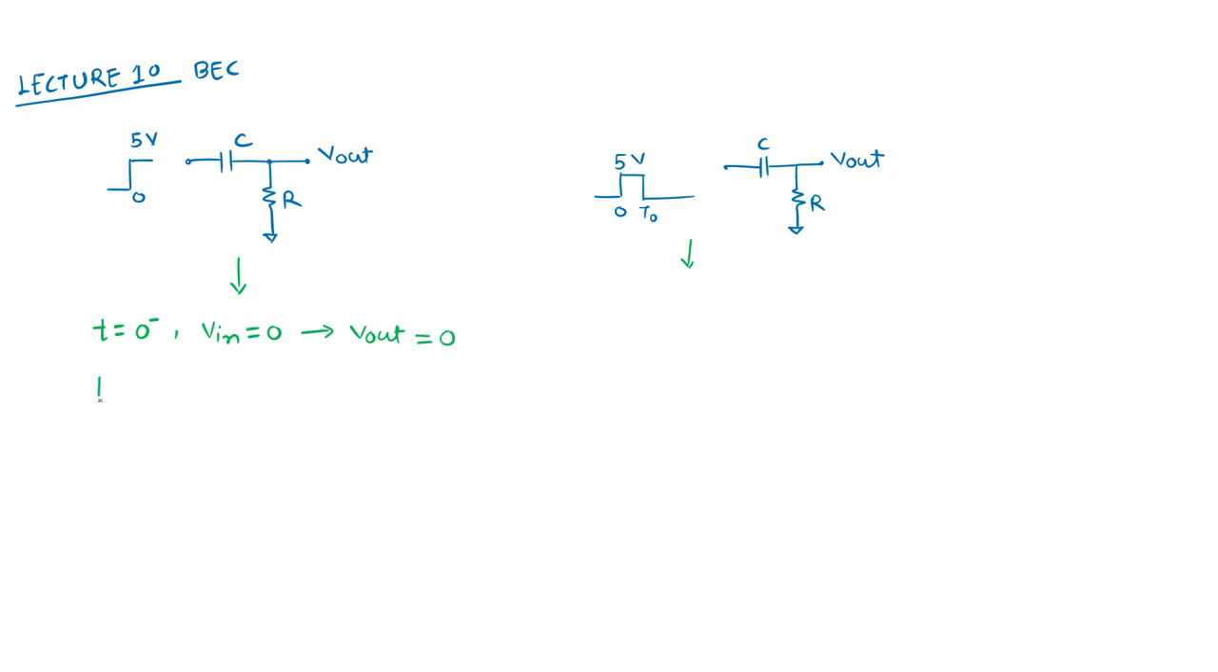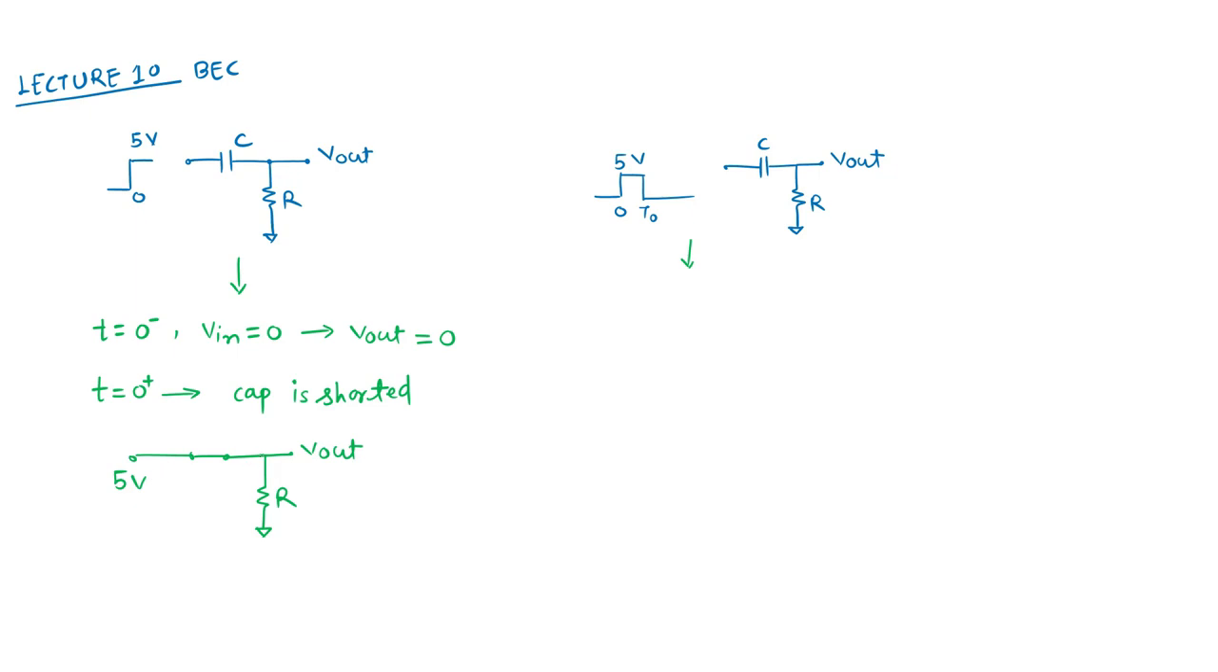Now, what is happening at t equal to 0 positive? Because we know that at that time we are applying a sudden change in the input, which we already discussed many times. So what is happening? The capacitor is shorted. So what is the circuit at this point of time? If my capacitor is shorted, this is the resistor, this is my output, and this is the 5 volt.